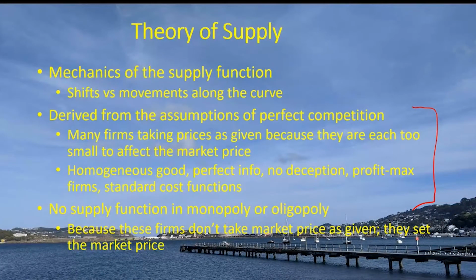And so you should recognize every time you put a supply curve up on a diagram, you're imagining that there are many, many firms that are competing against each other in that marketplace, that each firm is too small to affect the market price, that the good is homogeneous, that there's perfect information and no deception, that profit maximizing is taking place by the firms, and so forth and so on. All of those assumptions that we made in the past are contained and presumed in that upward sloping supply function.